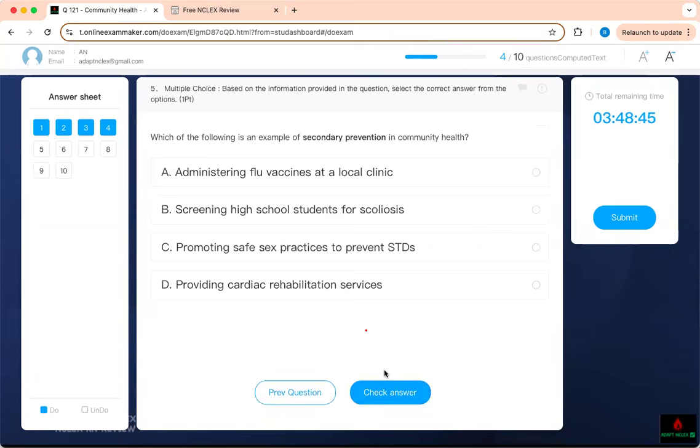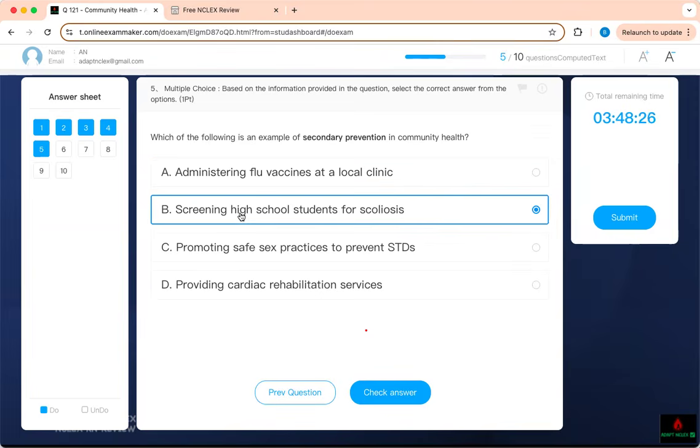Which of the following is an example of secondary prevention in community health? Secondary prevention is screening, screening, screening, screening. That's your buzzword. Which of these is screening? I'm giving you a flu shot, I'm not screening. I'm preventing it from happening. That's primary prevention. Screening high school students for scoliosis is key.